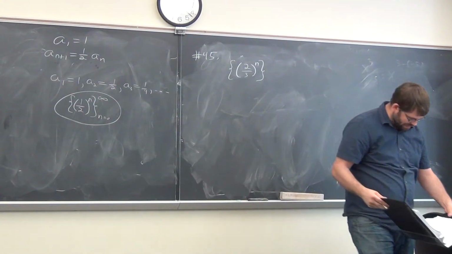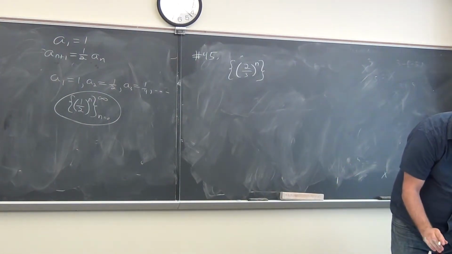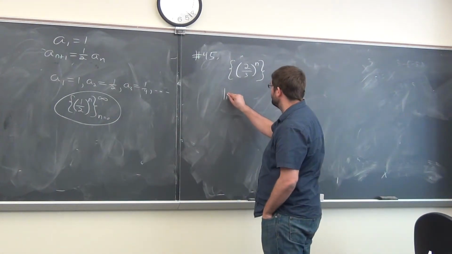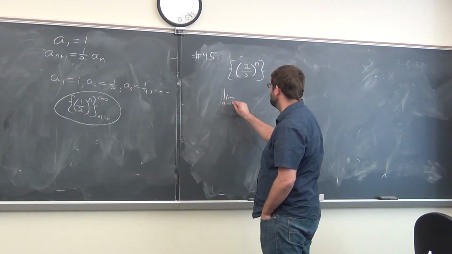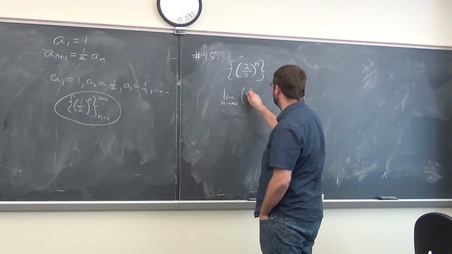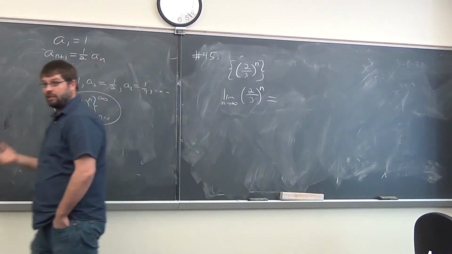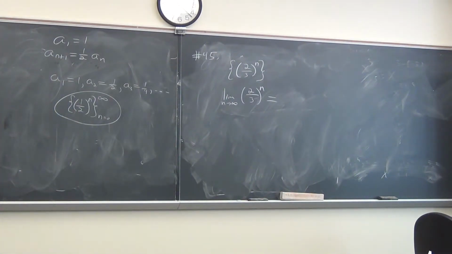Okay, (2/3)^n. So let me just write it like this. We're looking for the limit as n goes to infinity. This really comes back to something we talked about back in Calc 1, but maybe we've glossed over a little bit. There's really no work to be shown here. What's the answer? 0.